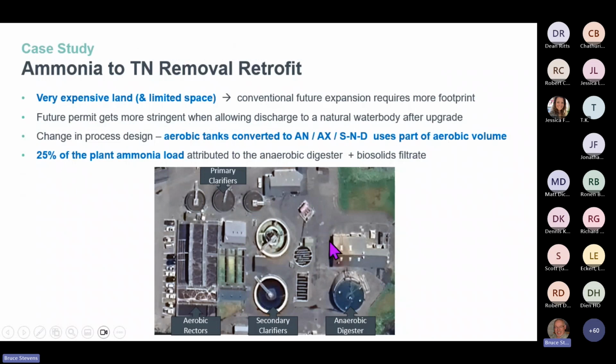So this is a case study of a facility we're working with a consulting firm on to upgrade a plant. Land's very expensive. It's going to be a big footprint expansion if they did conventional. So being able to reuse the existing tankage for aerobic, anoxic, simultaneous nitrification-denitrification is very important in the opportunity. And they also have the potential to use a Nitro process for the side stream load, because they do have anaerobic digesters and all that filtrate from the biosolids.